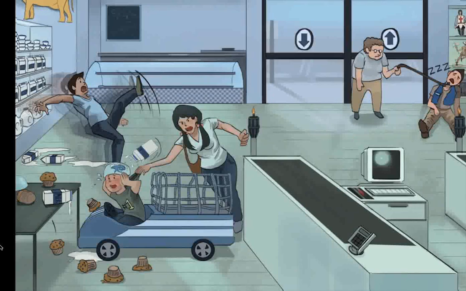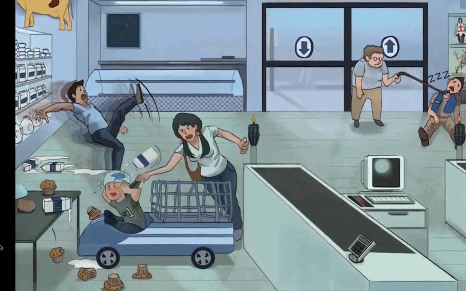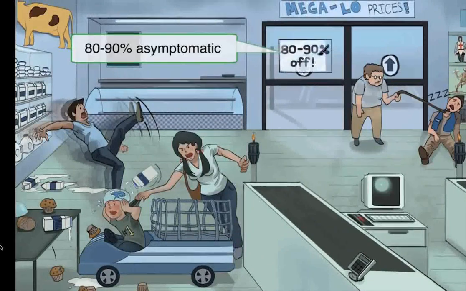Now, I have some trivia questions for you. Is congenital CMV more likely to be symptomatic or asymptomatic? The answer is actually asymptomatic. Around 80 to 90% of newborns who get congenital CMV are asymptomatic. In other words, they're off the hook, and that's why we have this sign here that says 80 to 90% off. That only leaves 10 to 20% who actually develop symptoms.